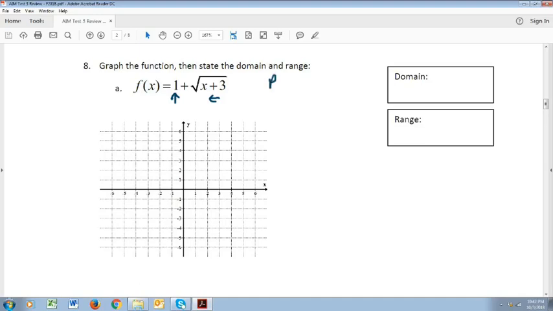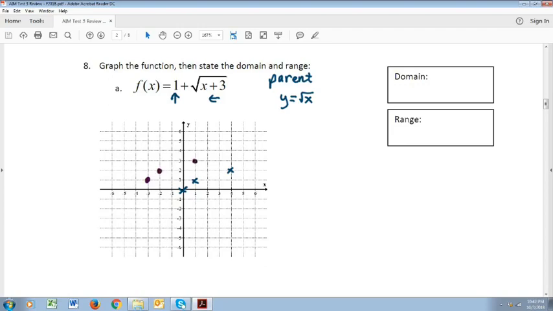So first of all, our parent function here is y equals square root of x. So let's go ahead and plot those 3 points. Remember, we called this the ET function because it starts at 0, 0 and it goes off to the right, kind of like ET's finger. And let's see. So we're going to move this graph up 1 and 3 to the left. So I'm going to start with that point where we start, 0, 0, and move that up 1 and left 3. And notice I end up at negative 3, 1.